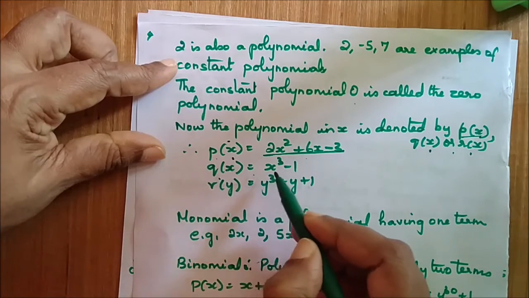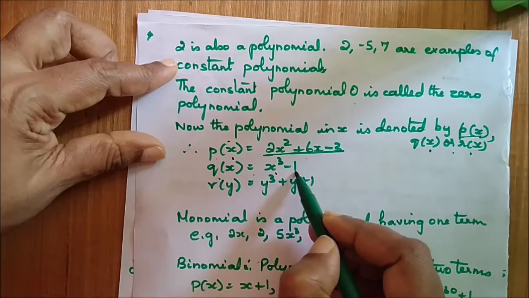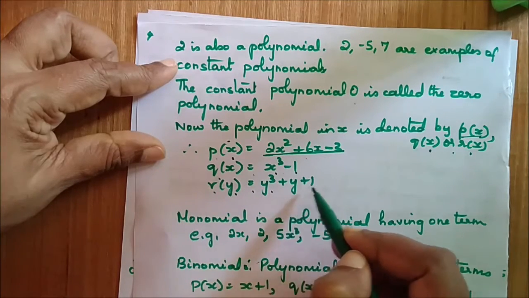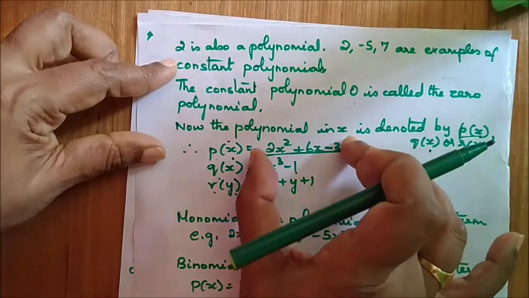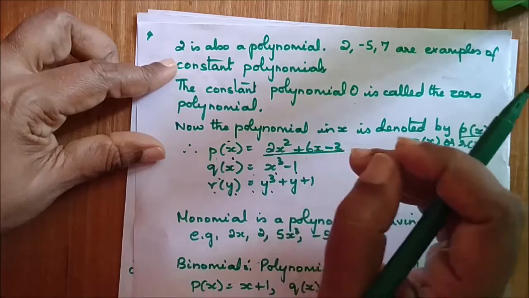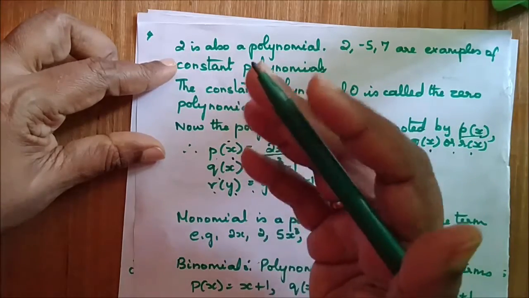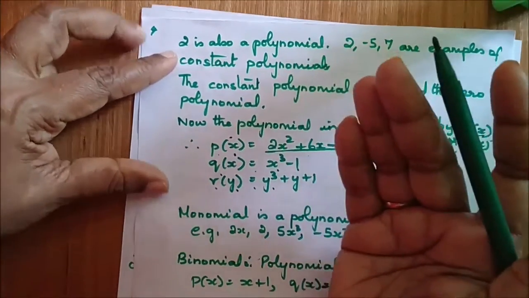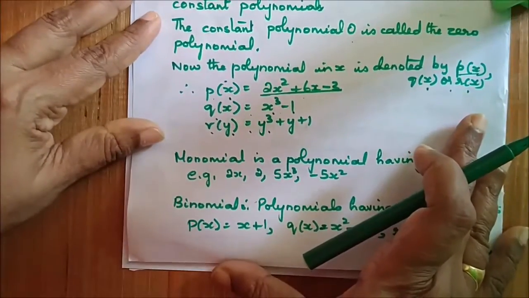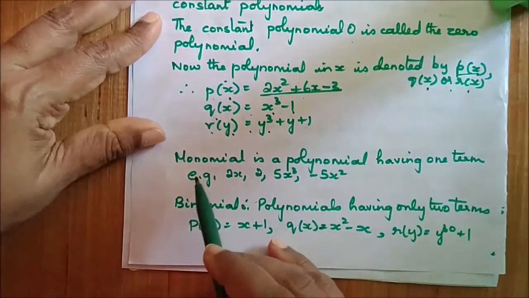Similarly, q of x is equal to x cubed minus 1. R of y is equal to y cubed plus y plus 1. That is, the entire polynomial is represented by the term p of x. I hope you get it, or you can call it function of x. Okay. Now let us learn the terms monomial, binomial and trinomial.